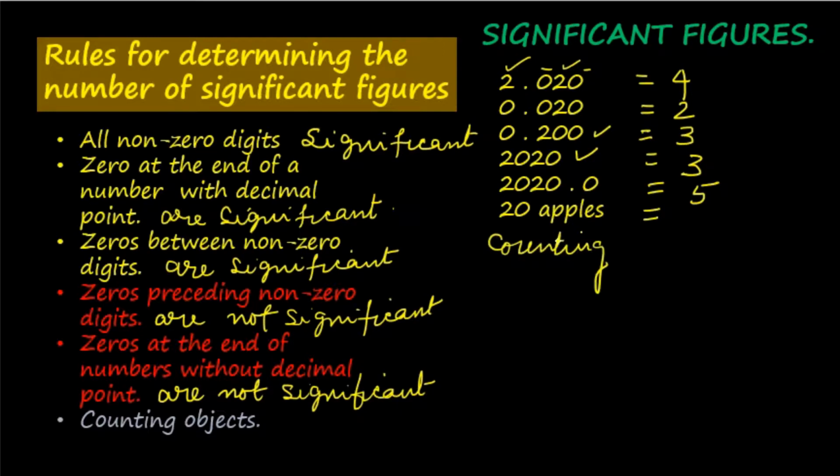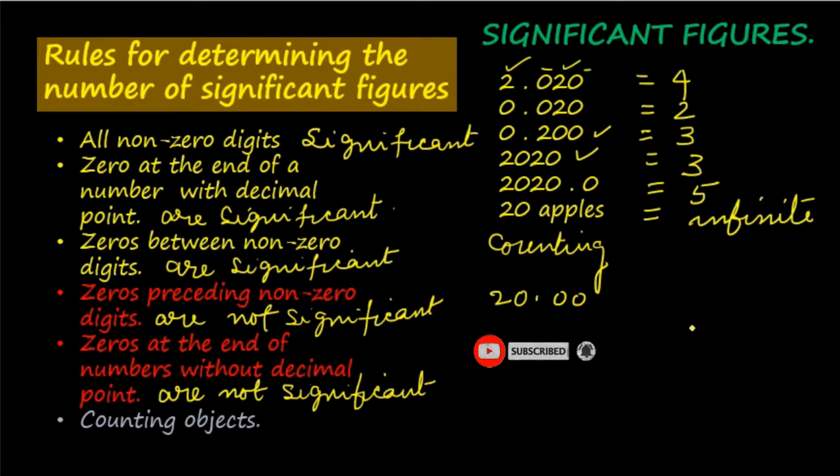20 apples is a number pertaining to counting. So when it comes to counting, you can write this number as 20.00, any number of 0. The meaning does not change. Zeros at the end of a figure with a decimal point are all significant. Therefore, the number of significant figures becomes infinite. We cannot say how many significant figures are there here. So these are the rules to be remembered. Such questions do come for examinations. So be thorough with it. It is very simple. The only thing is you have to remember a few points.